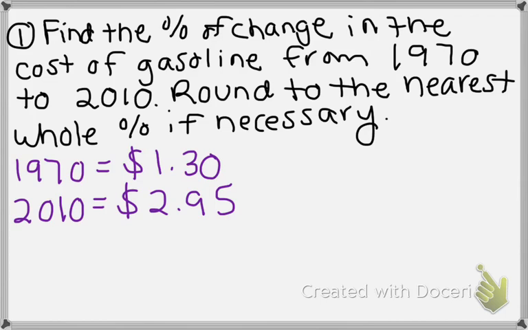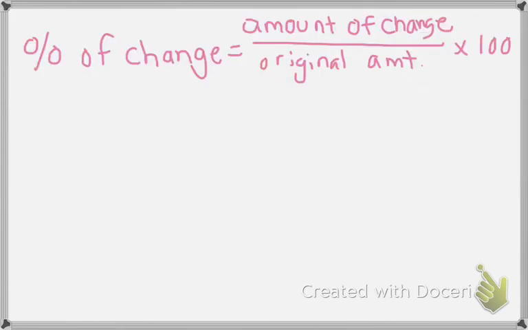Okay, so the first thing that we have to do is write out the equation. Again, our equation is percent of change equals amount of change, the difference, over the original amount times 100. So first of all, the amount of change. We need to find the difference between the two quantities that we received, and that was $2.95 and $1.30. Now, when you subtract, you always put the bigger number on top, so we're going to put $2.95.